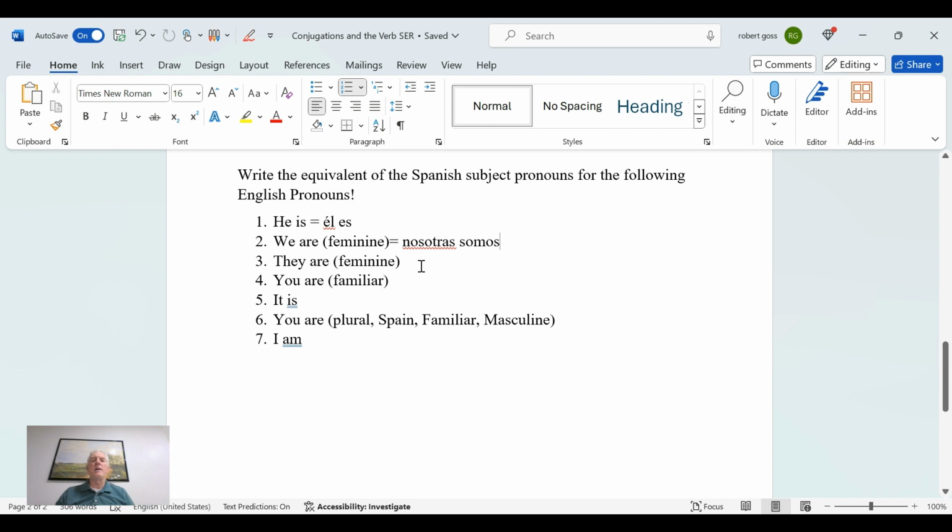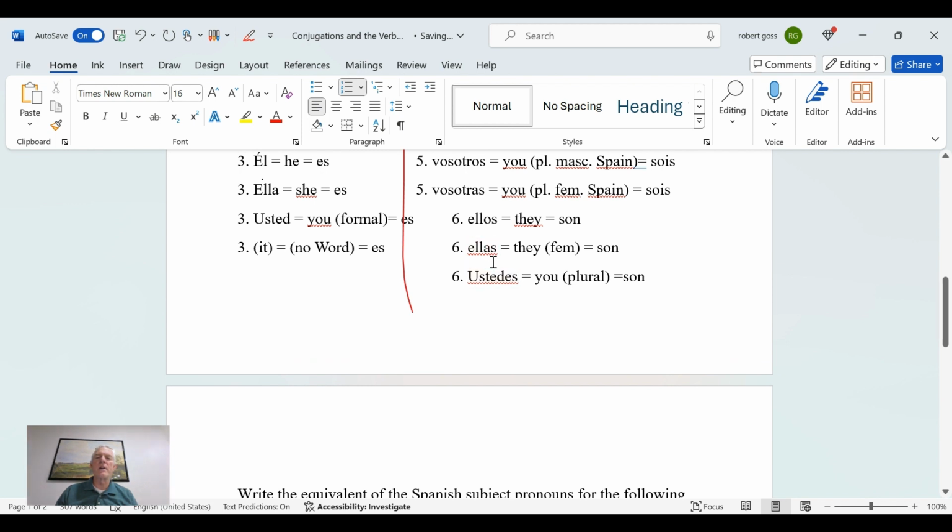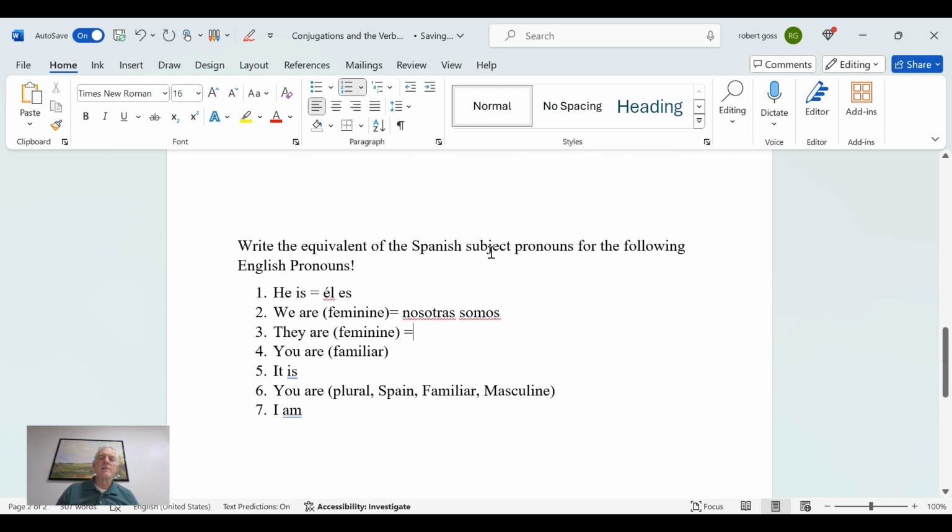We have "they," and we're being told that "they" is feminine. So if we look up "they" that are feminine, we'd have ellas. So let's write ellas. And the word "are" we would use would be son. Ellas son.